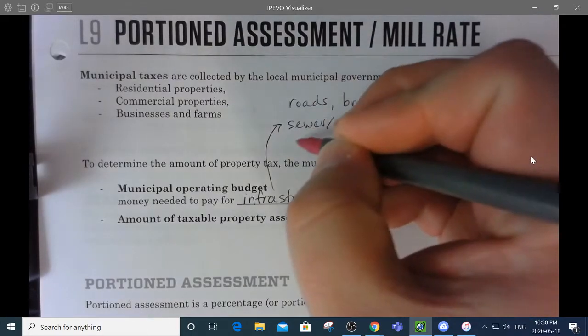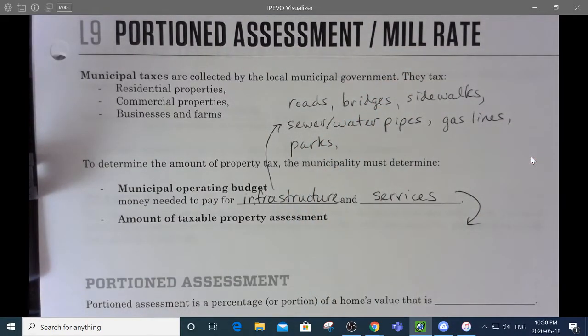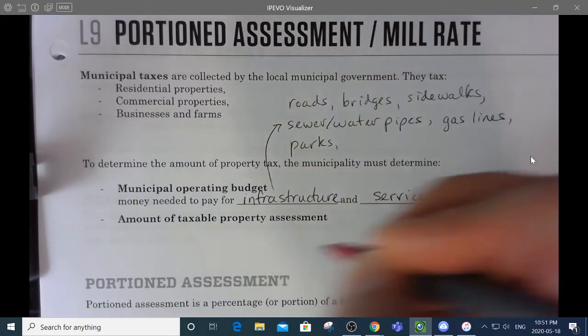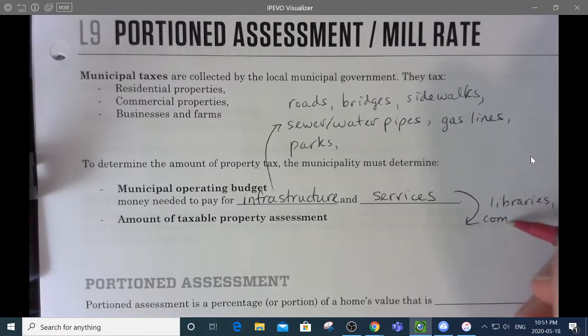Also, they maintain things like parks. Somebody's got to pay to mow the lawn in the park and pay to maintain it. I think that's good enough for infrastructure. Then services. What are the services? Well, for example, services could be things like libraries and community centers. Those things are run on property taxes.